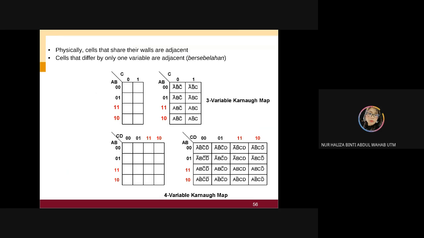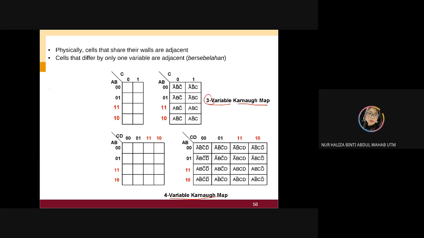Okay, now let's take a look. Physical cells that share their walls are adjacent. So you're going to see that it is adjacent. Cells that differ by only one variable are adjacent, which is bersebelahan. And they give you an example of how you use the 3 variable KMAP and 4 variable KMAP.